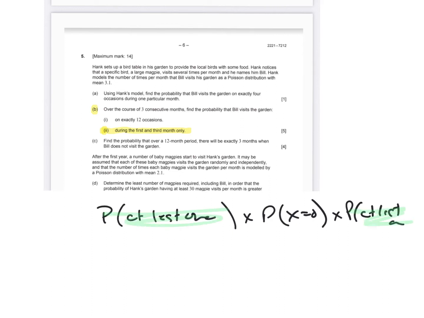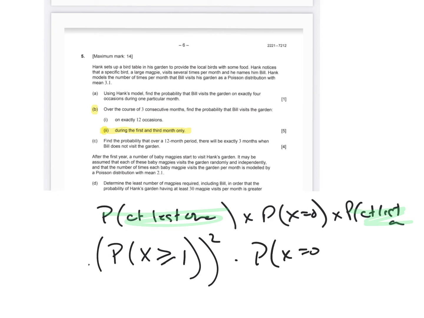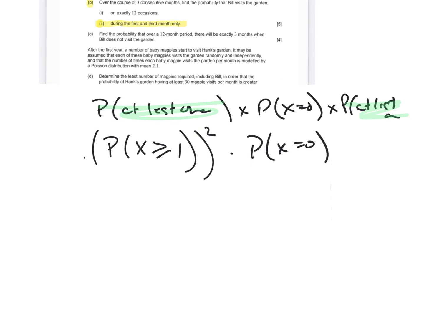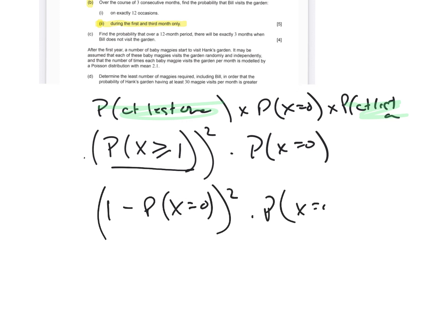Okay, so I know that this one and this one are the same. And so I can say 2 times this, and this is going to be the probability that x is bigger than or equal to 1. Oh, not times 2, squared. I don't want times 2, I want squared. Squared times the probability that it equals 0. Well, we know this, our calculator doesn't do this very well, so we have to go 1 minus the probability of it equaling 0, squared, times the probability that it equals 0.